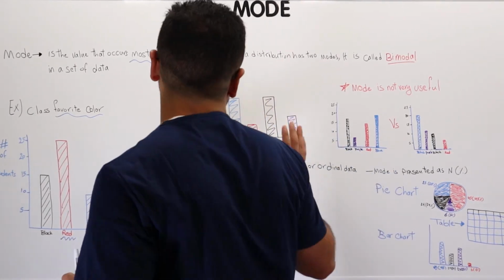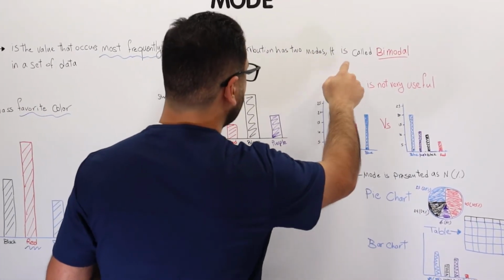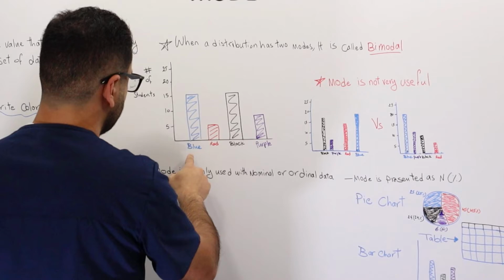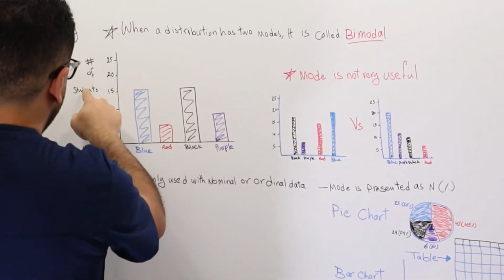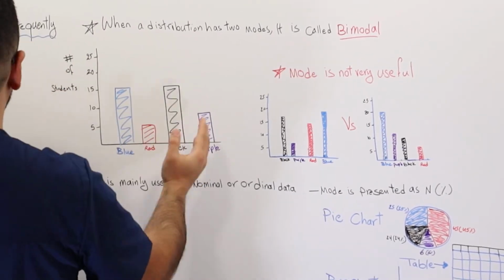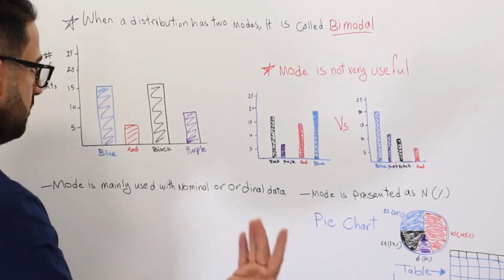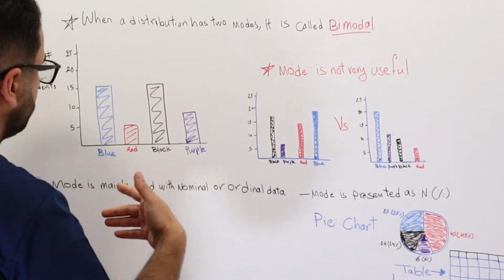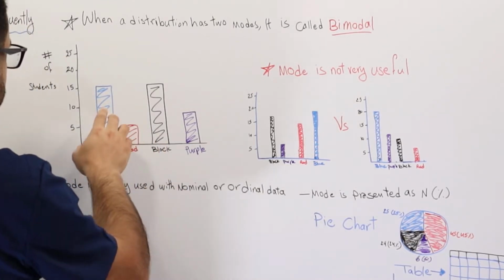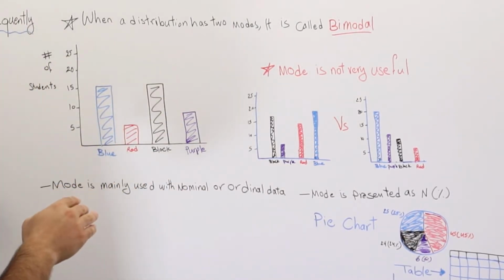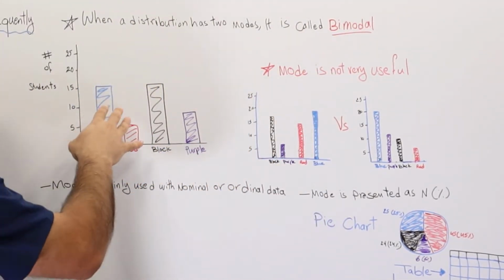One thing to keep in mind is that when a distribution has two modes, for example, here we have the blue and the black. Going back to the favorite color, we have 15 students saying that blue is their favorite color and 15 others saying black is their favorite color. In this case, we have two modes in this chart, and this is called bimodal. It's possible to have that in data.